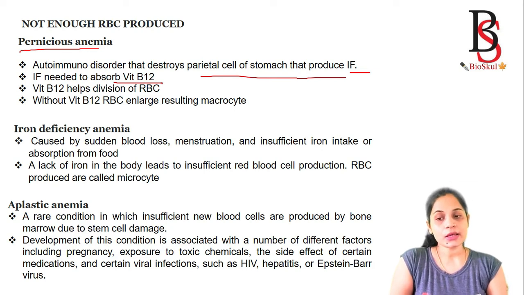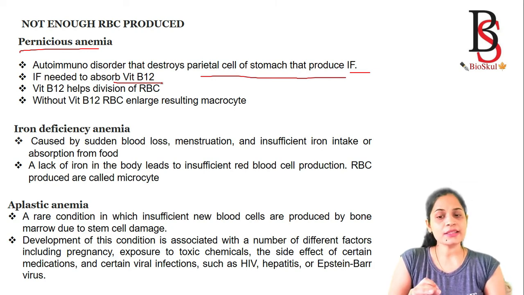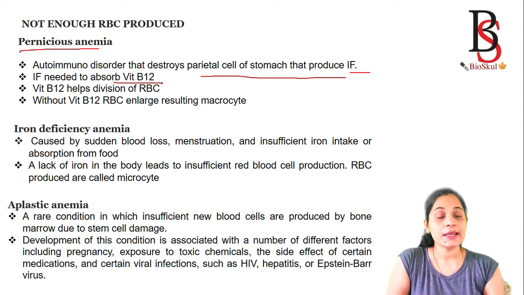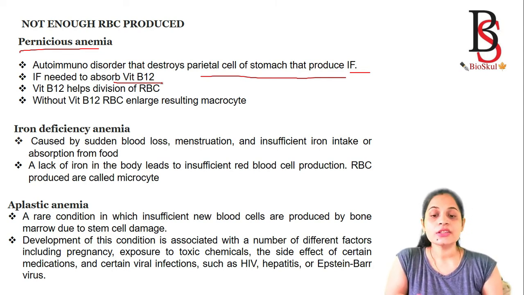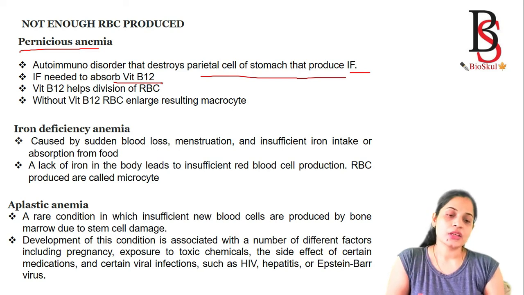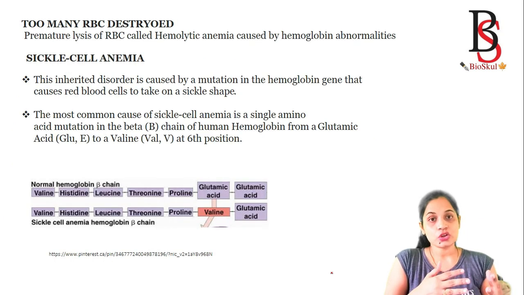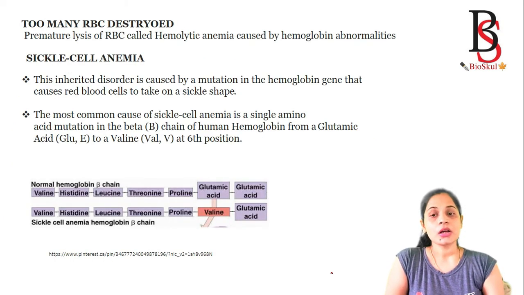And the third one is aplastic anemia. It is a rare condition in which insufficient new blood cells are produced by the bone marrow due to damage to the stem cells. Development of this condition is associated with a number of different factors, including pregnancy, exposure to toxic chemicals, and the side effects of some medications and certain viral infections such as HIV, hepatitis or Epstein-Barr virus. Also, too much RBC destruction leads to an anemia condition.